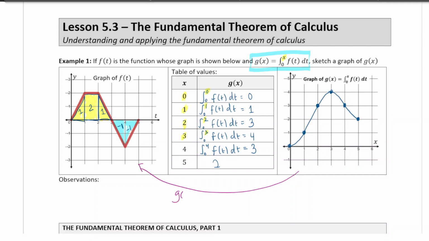f looks like the derivative of g, right? So notice, for example, right here at x equals 3, the slope is 0.